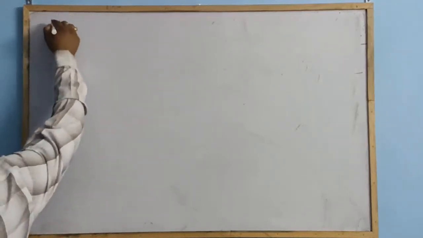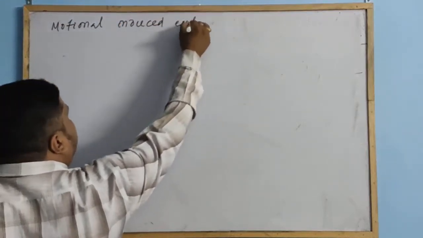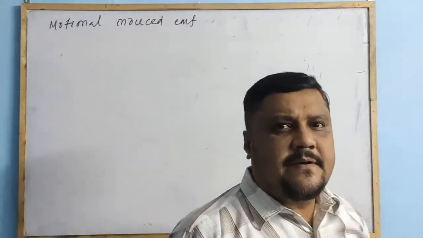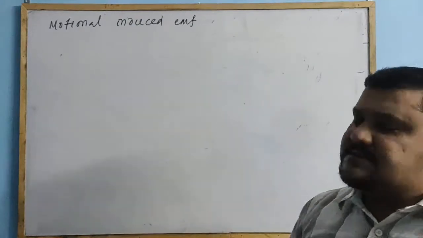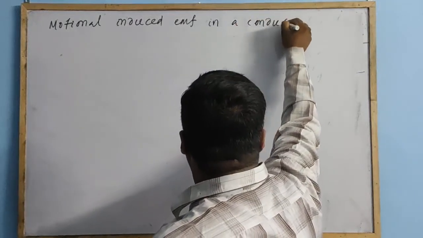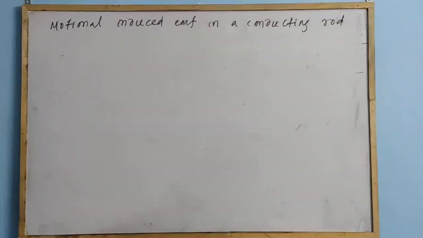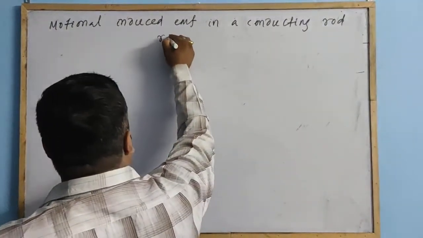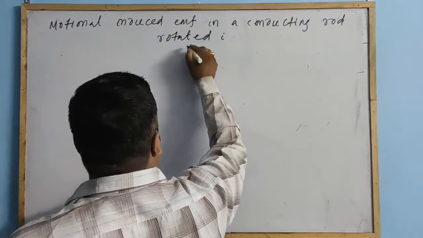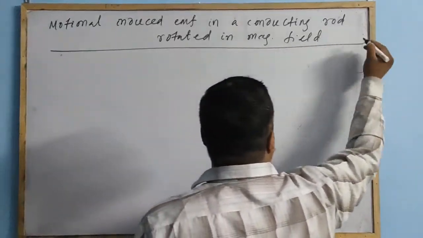Okay, so next let's write motional induced EMF, and a special case of that one. Motional induced EMF, what you derive by changing the area, is one of the cases. Motional induced EMF in a conducting rod rotated in a uniform magnetic field. Obviously there is a uniform magnetic field. Now derive the expression for this.